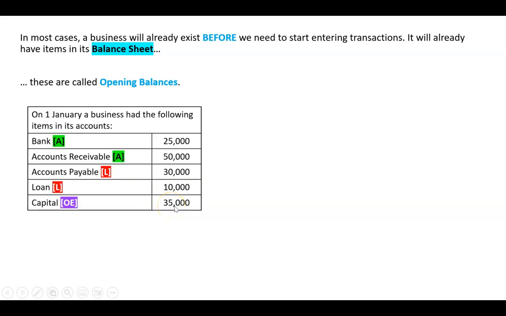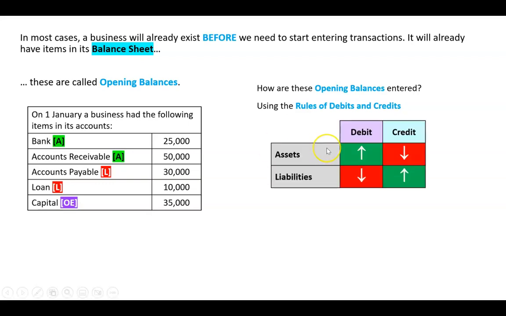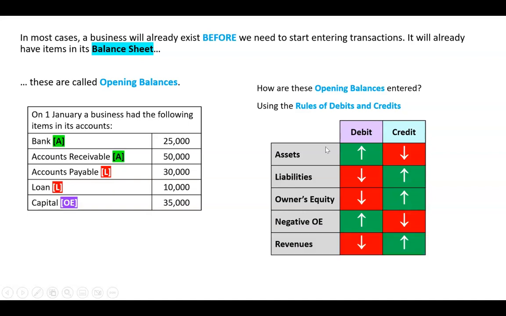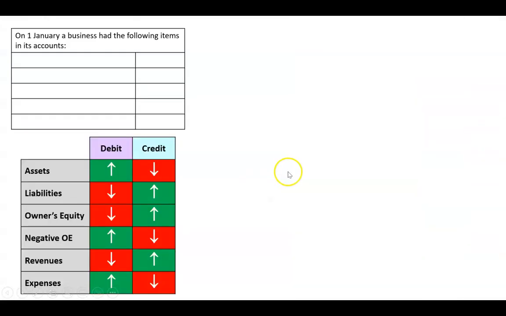So what we would need to do before we even started entering transactions was we would need to enter these into ledgers with an opening balance. How do we do this? Well, we're going to use the rules of debits and credits. So we know there's assets, liabilities, owner's equities, negative owner's equities, revenues and expenses, and we're just going to apply our rules to this. So, looking at those rules, let's start.